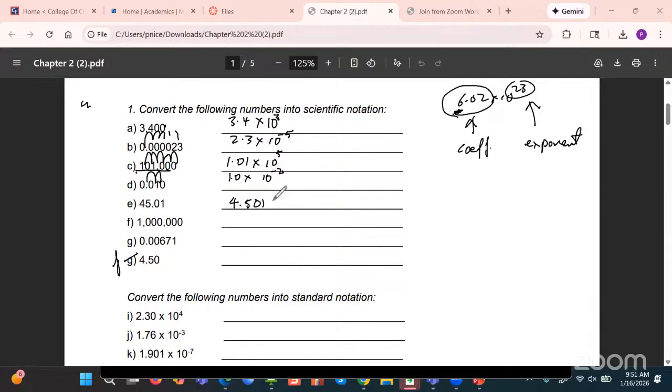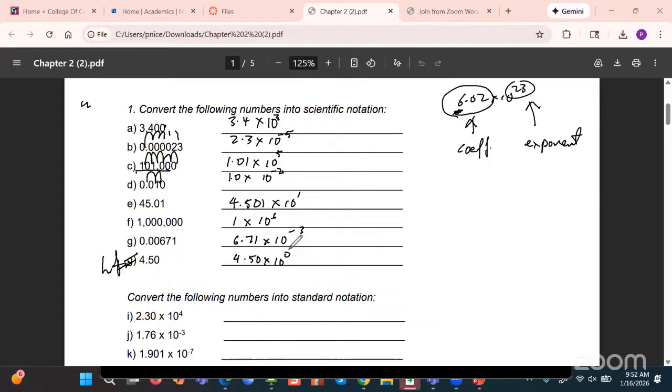4.501 times 10 to the what? Very good. What about F? 1 times 10 to the 6. What about G? I'm sorry, this should be F. G, this should be H. Okay, G, I'm sorry. 6.71 times 10 to the minus what? 3? Okay, and then finally, H. 4.50? Exactly. Okay, so that's basically how that is done.